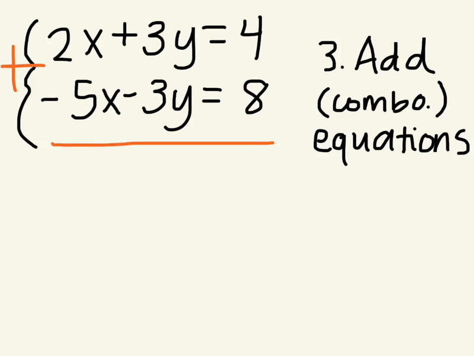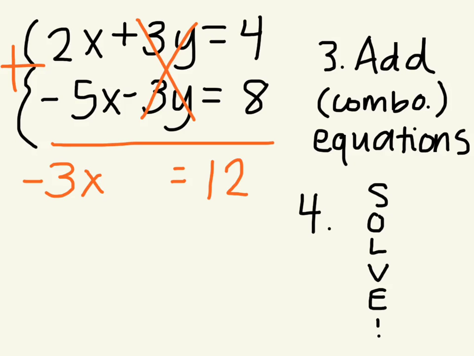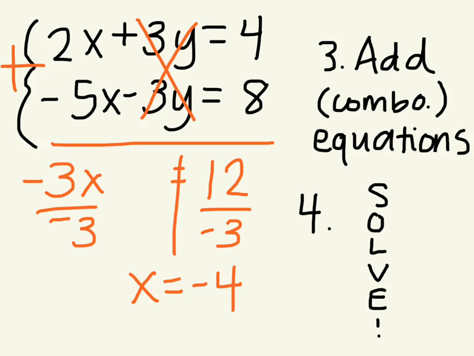So 2x minus 5x leaves me with -3x. Positive 3y minus 3y leaves me with 0y, so I'm just going to cross that out. And 4 plus 8 leaves me with 12. Upon combining these two equations, I'm left with -3x equals 12, and this leads me to my fourth step. Solve. I'm going to solve for x in this equation. So dividing both sides by -3 leaves me with x equals -4.